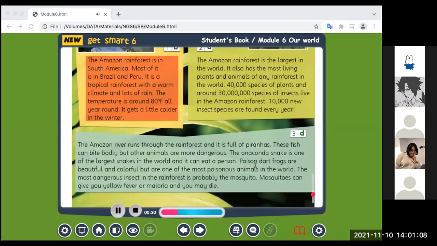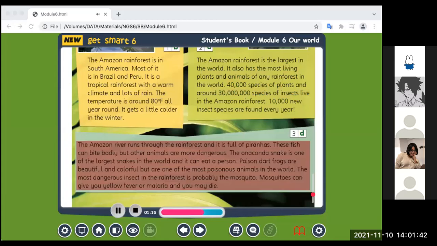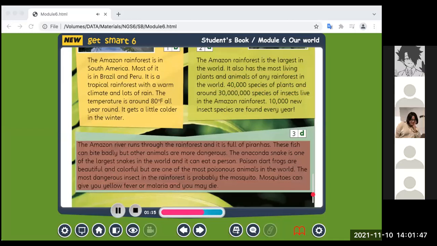2. A. It's full of different species. The Amazon rainforest is the largest in the world. It also has the most living plants and animals of any rainforest in the world. 40,000 species of plants and around 30 million species of insects live in the Amazon rainforest. 10,000 new insect species are found every year. 3. D. How dangerous is it? The Amazon River runs through the rainforest and it is full of piranhas. These fish can bite badly, but other animals are more dangerous.